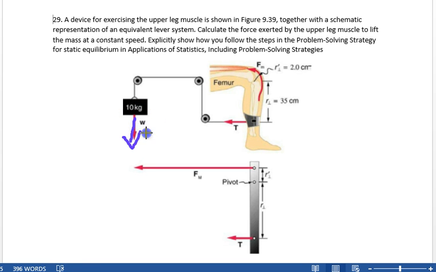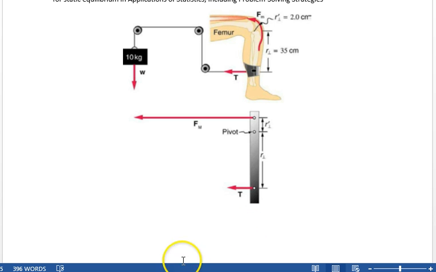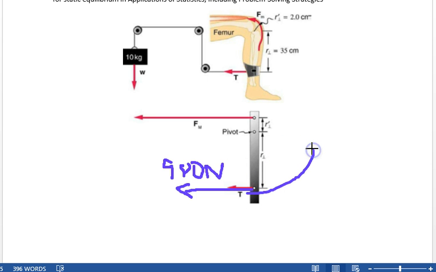10K weight gives you 10 kilograms times 9.8 meters per second squared, right? In force directed downward. Well, this is a cable going over pulleys, so that ends up directing that force right here, right? So the force here is 10 kilograms times 9.8, so that's 980 newtons, right? 980 newtons being exerted right there. The question is, how much force does the muscle have to exert in order to counteract that so that you can get this steady motion?